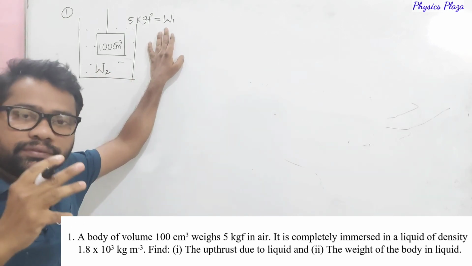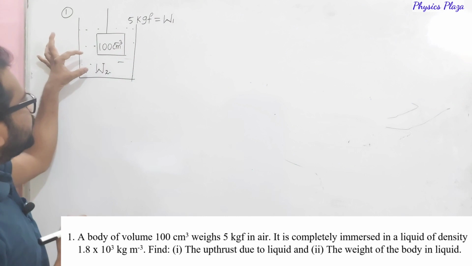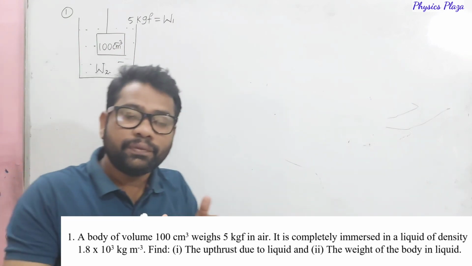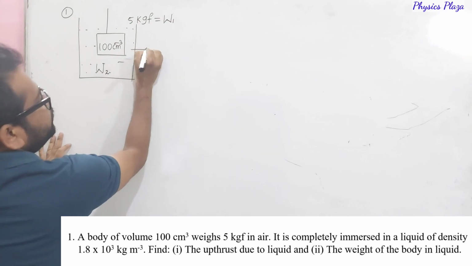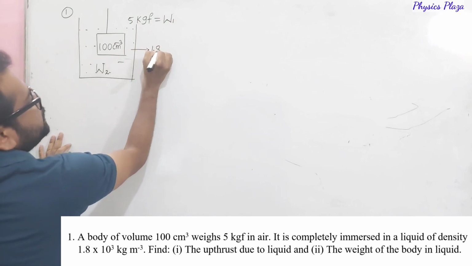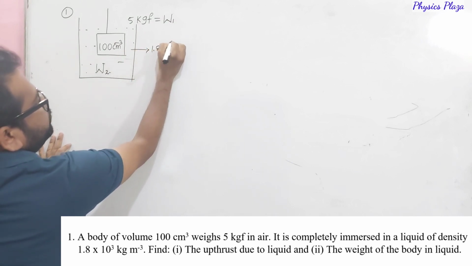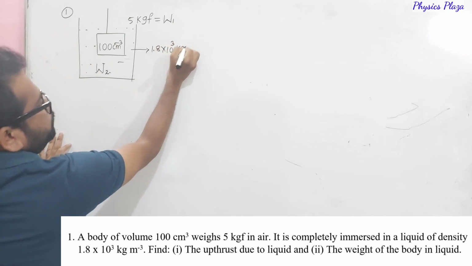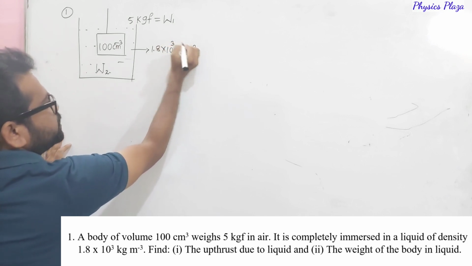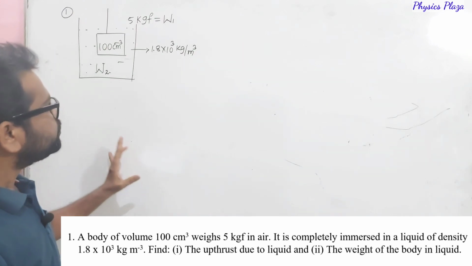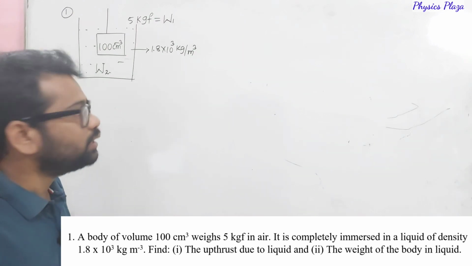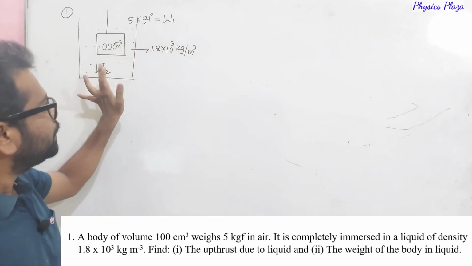W1 is the weight of the solid in air, whereas W2 is the weight of the solid when it is immersed completely in a liquid of density 1.8 into 10 power 3 kg per meter cube. This is the density of the liquid in which the solid is immersed completely. Now children, tell me whether W1 will be greater or W2.